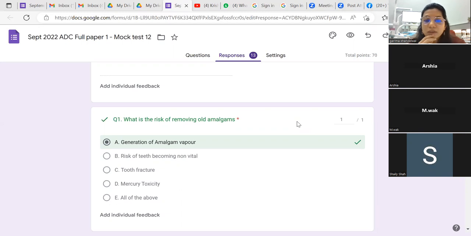Amalgam thickness is 1 to 1.5 mm. The last sentence is that although options B, C, D, and E are correct, they are not correct all the time. So option A becomes the correct answer. That is my last sentence. Any other question?